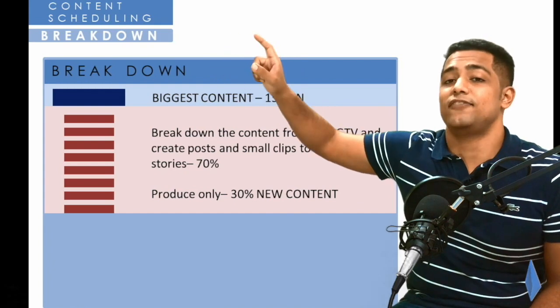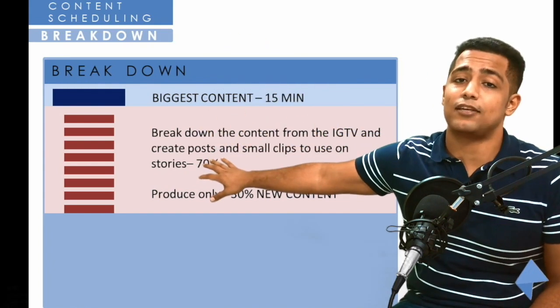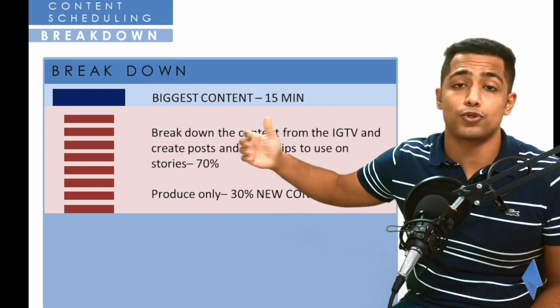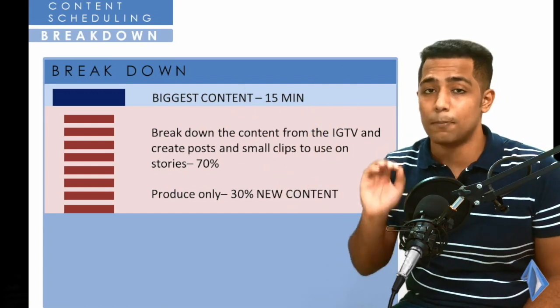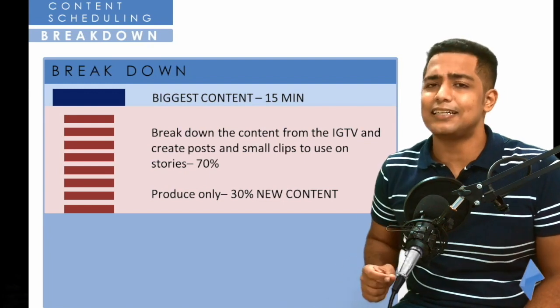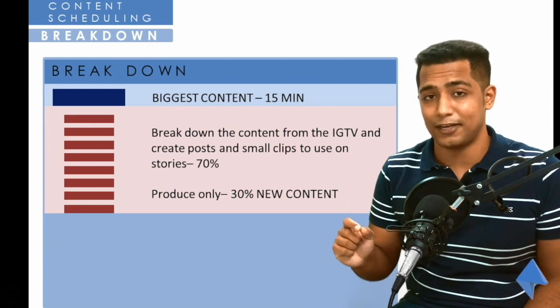So from any one IGTV, you can get at least 70% of your story content. The remaining 30% I would say to build as new content. It is a little tedious, but you need to have different content as well, right?